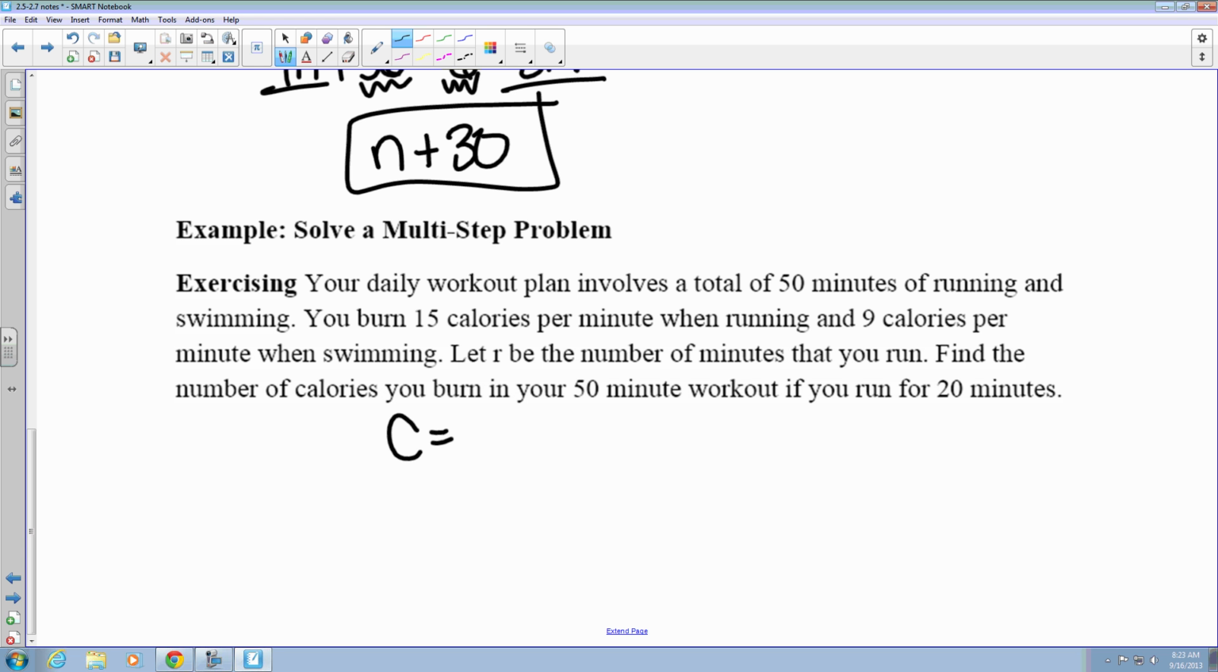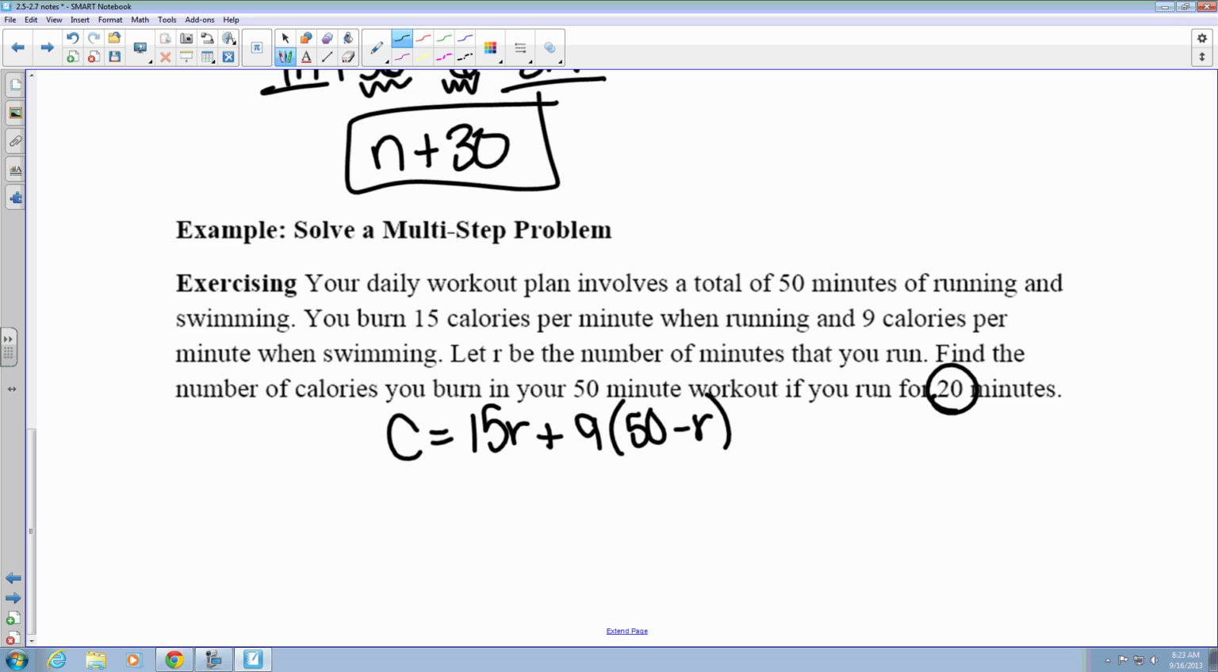Okay, so here we have some number of calories that we're trying to solve for. When you run, burn 15, and when you swim, burn 9. Now I had to multiply by 50 minus R because we know that we run for 20 minutes, but we don't know how many minutes we swim for. So we have to do 50 minus R. Okay, so we know that R is 20.